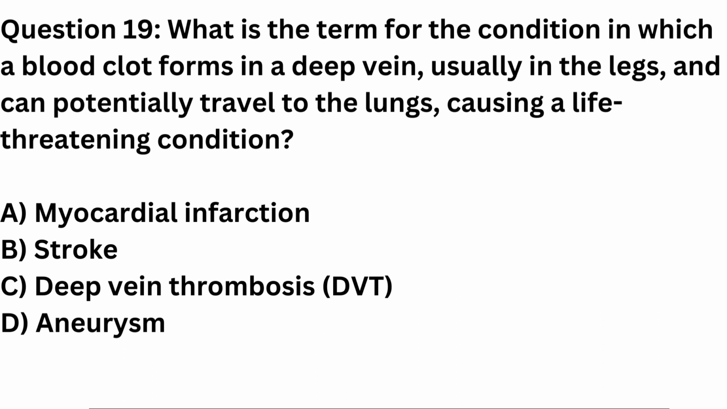Question 19. What is the term for the condition in which a blood clot forms in a deep vein, usually in the legs, and can potentially travel to the lungs, causing a life-threatening condition? A. Myocardial infarction. B. Stroke. C. Deep vein thrombosis, DVT. D. Aneurysm. Correct answer, C. Deep vein thrombosis, DVT.